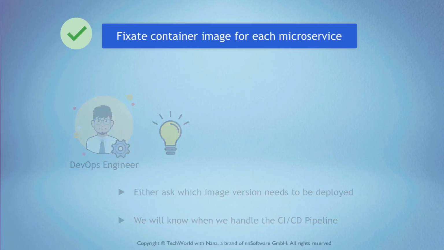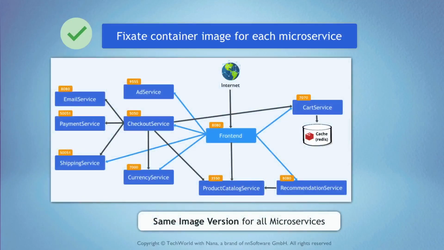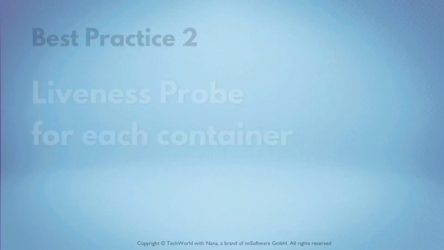So in this case, we have the same versioning for all the microservices. So basically, everyone has the same version schema and the same versioning. So now we have versioned all our microservice images, which means one best practice has already been implemented.